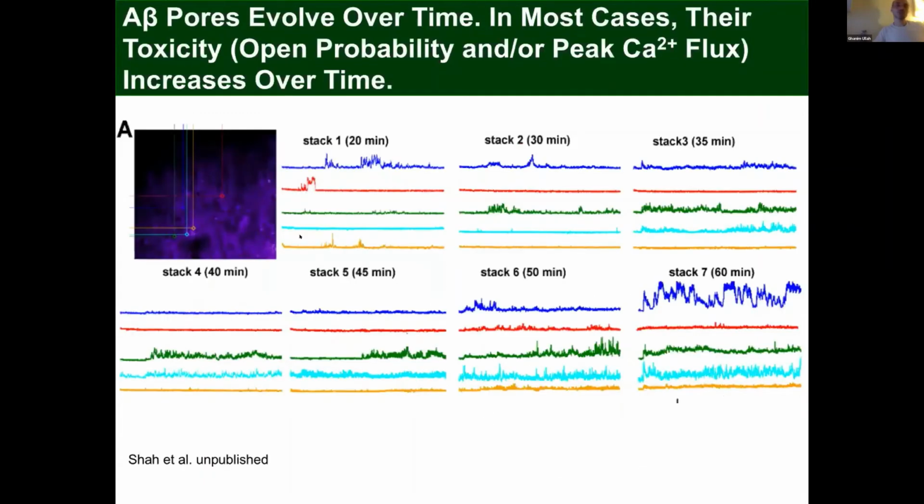So here is an example of that. We look at 5 different pores. In the beginning, in the first movie, which is 20 minutes after we add amyloid beta, you see there is not much activity. But as time goes on, in the second movie, in the third, and then by the time we reach the 7th movie, 60 minutes after adding amyloid beta, we see some of these pores have significantly higher activity. That tells you that the toxicity of these pores is increasing over time.